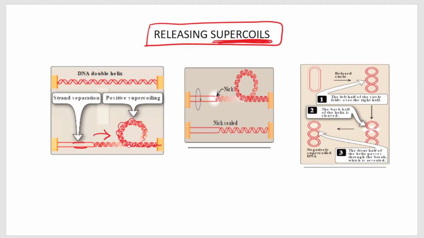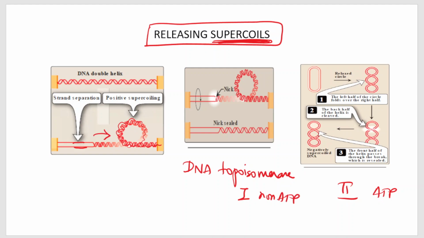So how should we release these supercoils? We have to release these supercoils, right? The enzymes which help in releasing these supercoils are DNA topoisomerases. There are two DNA topoisomerases, type 1 and type 2. Now type 2 is ATP dependent and type 1 is not ATP dependent.